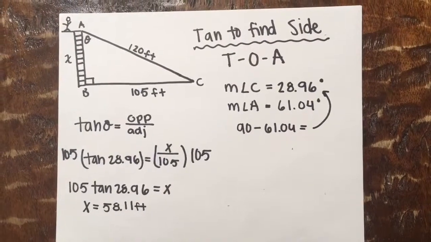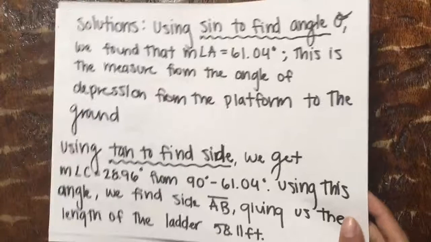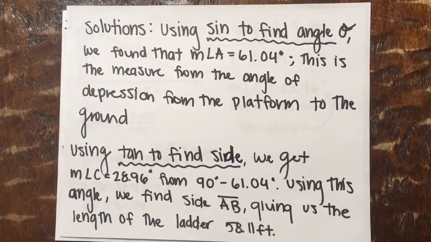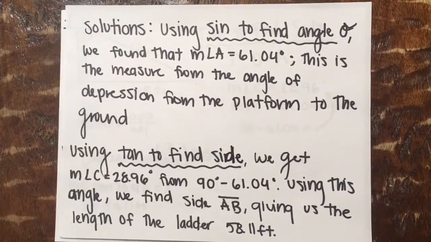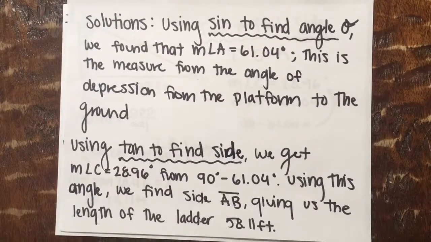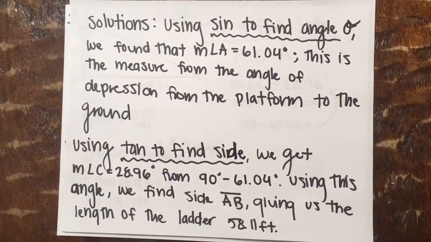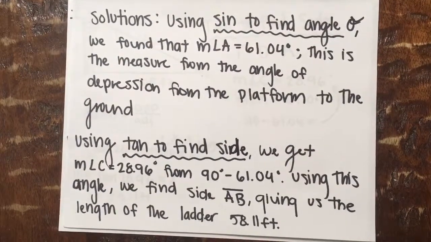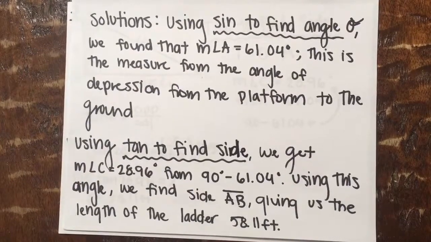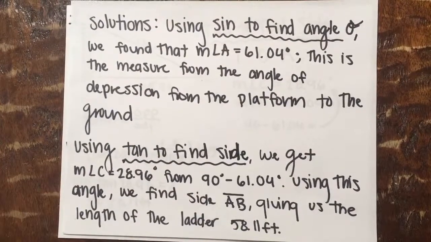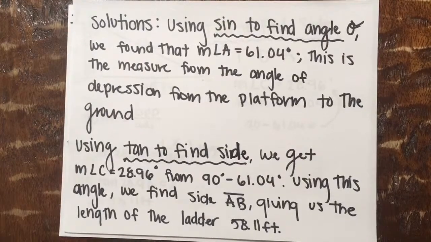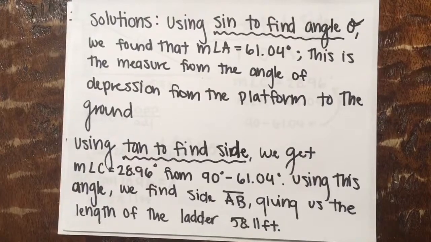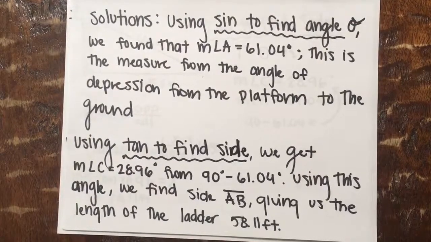And given that we start with words, we must end with words, giving us our solutions. First being, using sine to find angle theta, we found that m angle A equals 61.04 degrees. This is the measure of the angle of depression from the platform to the ground. And secondly, using tan to find side, we get m angle C equals 28.96 degrees from 90 degrees minus 61.04 degrees. Using this angle, we find side AB, giving us the length of the ladder, which is 58.11 feet.